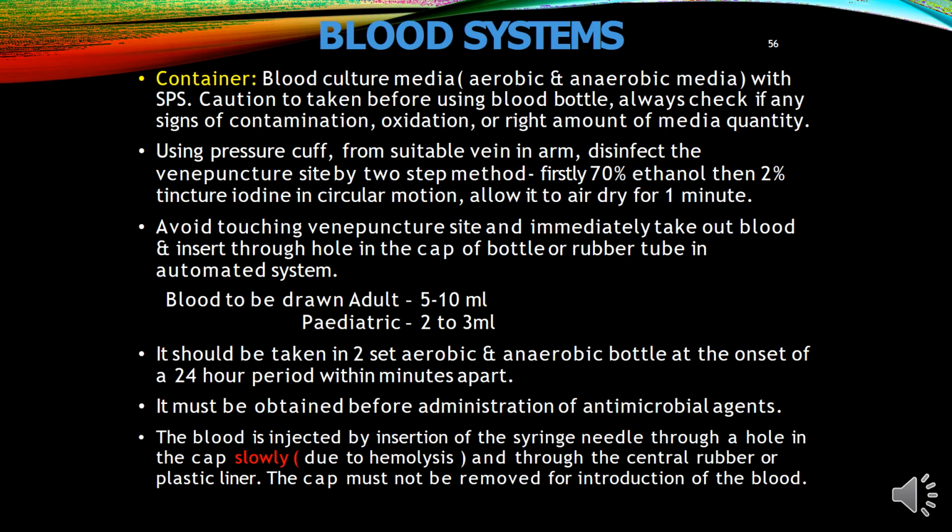Avoid touching the venipuncture site, and immediately draw the blood and insert it into the bottle through the cap. So blood for adults should be around 5 to 10 ml. For pediatrics it should be 2 to 3 ml. It should be taken in 2 sets of aerobic and anaerobic bottles at the onset, within 24 hours after the patient has been admitted. It must be taken before administration of antimicrobial agents. The blood injection, by insertion of the needle into the hole of the cap, should be slow or it may lead to hemolysis. And through the central rubber or plastic container, the cap must not be removed for injection of the blood.